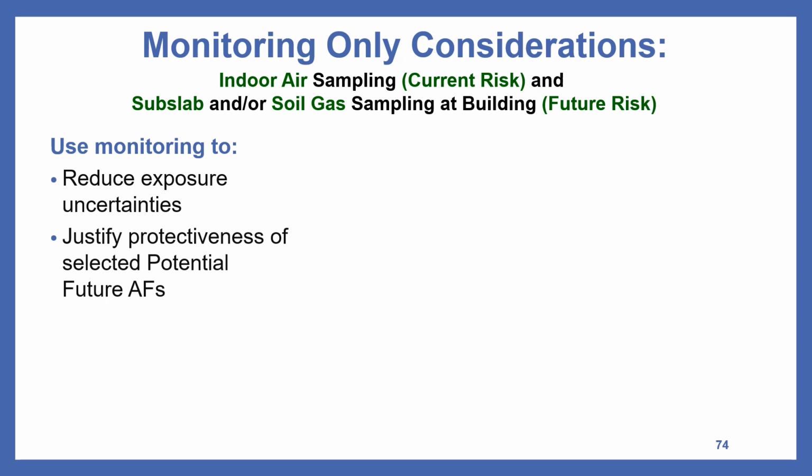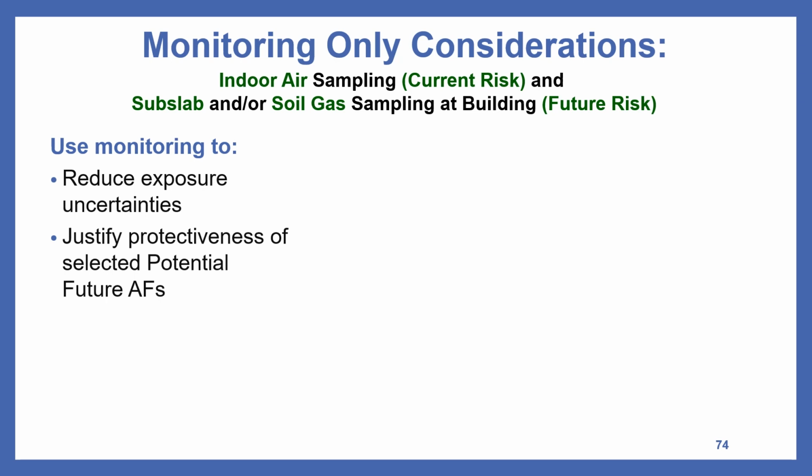Okay, now I'm going to go over some considerations for the monitoring only response action. This could be monitoring of indoor air for assessing current risk and subslab and/or soil gas sampling at the building for assessing future risk. In general, we're going to use monitoring to reduce the exposure uncertainties, as well as potentially to justify the protectiveness of the selected potential future attenuation factors for that building.